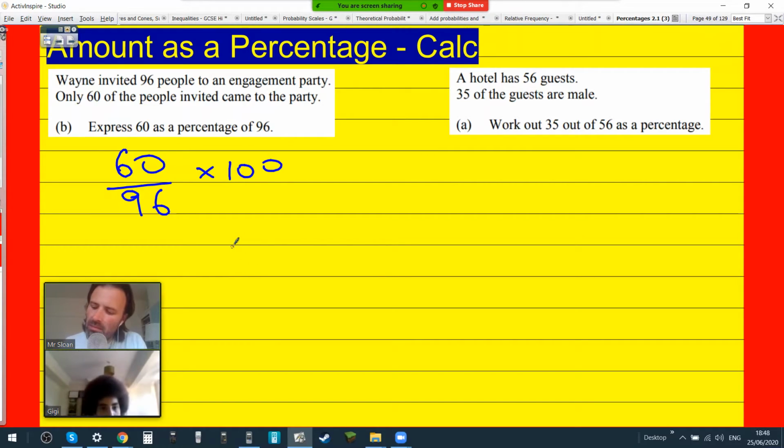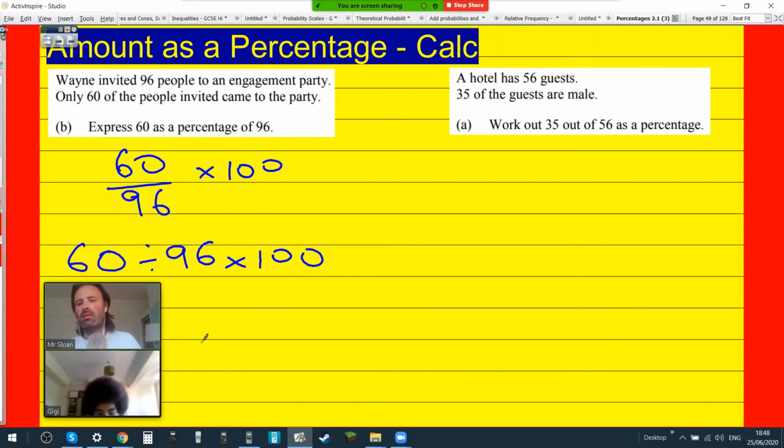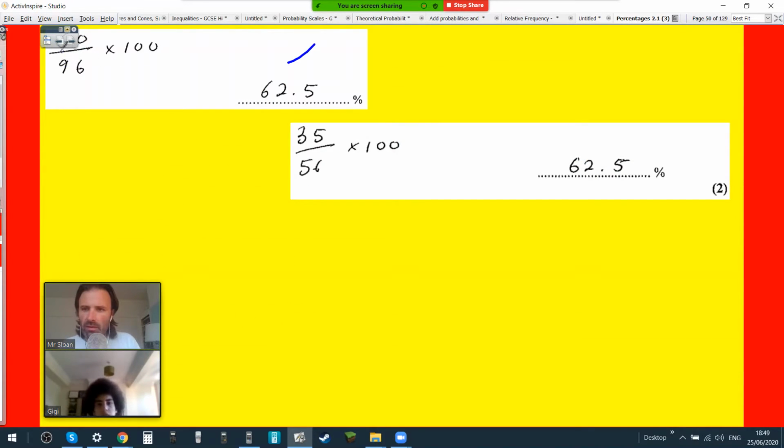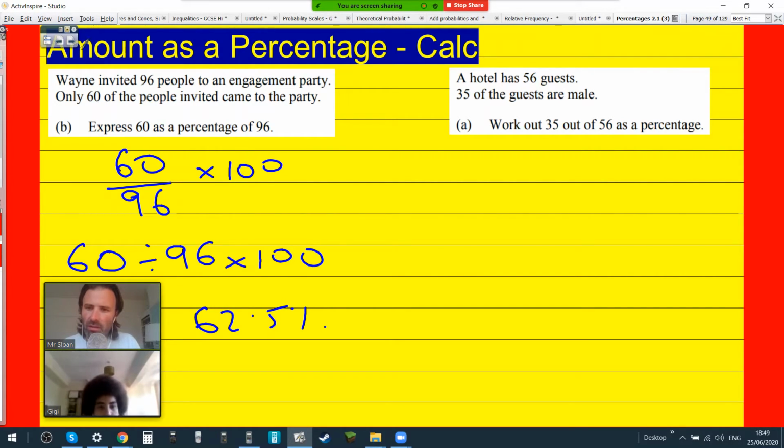So 9,600. I mean, calculator. Oh yeah. With your phone, so over is the same as divided by, and so it would look like that. 62.5. 62.5%. And so, yes, write it as a fraction, times it by 100.